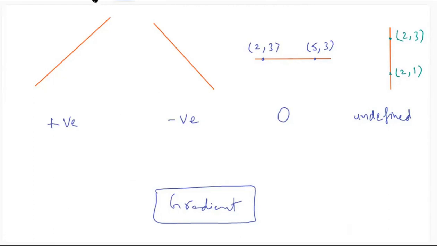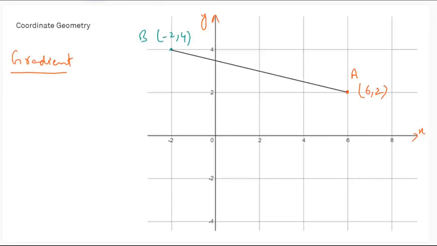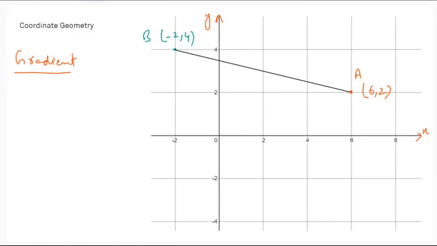Okay, so that was the next thing that you need to know of: how to find the gradient of a line. What kind of line gives a positive gradient, what kind gives a negative gradient, when is it 0, and when is the gradient undefined. Right? Now, let's talk about the next thing, and that is finding the equation of a line.